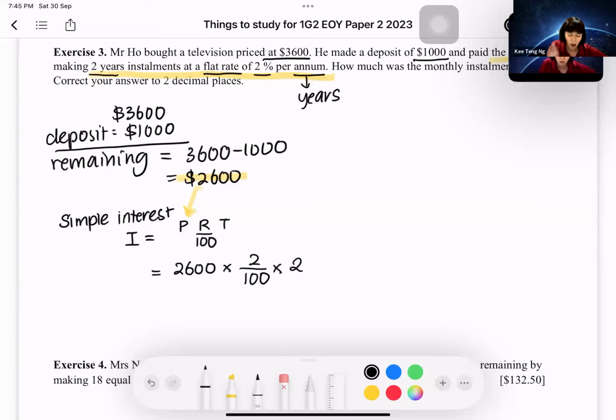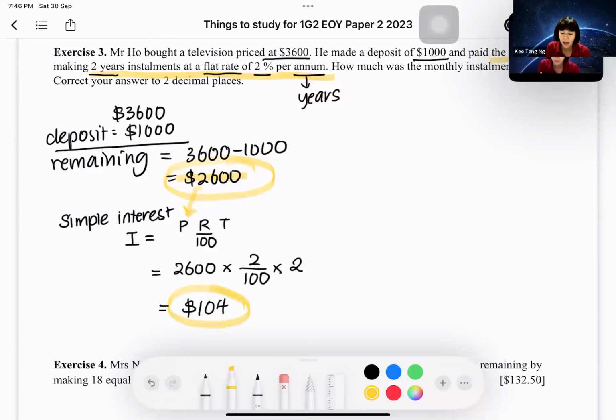Then let me count how much interest I need to pay. So 2,600 times 2 over 100 times 2. That gives me $104. Okay, then my question is, if I'm paying installment, am I only paying $104 back? No, right? I still need to pay my original amount that I still owe them, right?